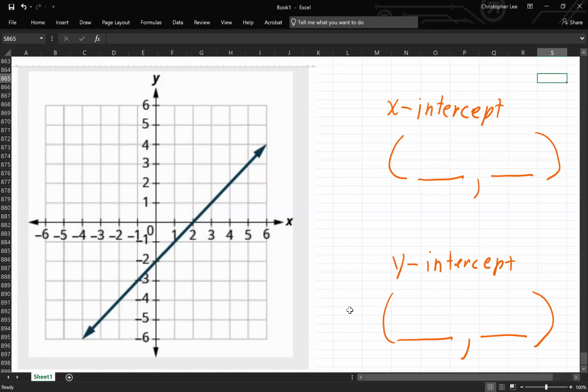All right, let's try this. Somebody tell me what's the x-intercept? 2 comma 0. Very good, right? And that's found right here. Right, that's my x-intercept.